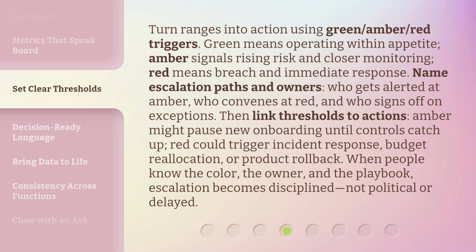Then, link thresholds to actions. Amber might pause new onboarding until controls catch up. Red could trigger incident response, budget reallocation, or product rollback. When people know the color, the owner, and the playbook, escalation becomes disciplined, not political or delayed.